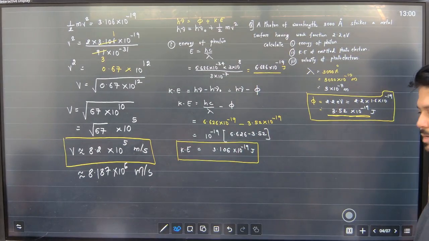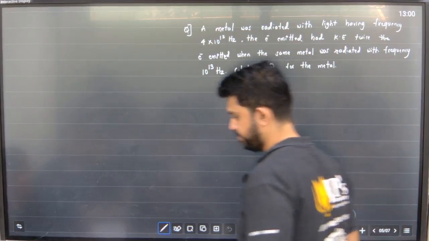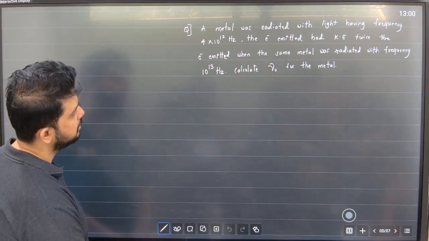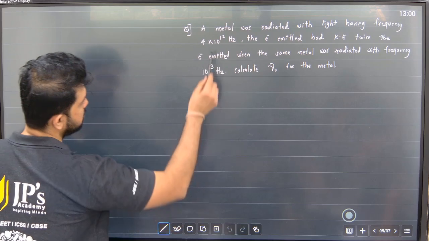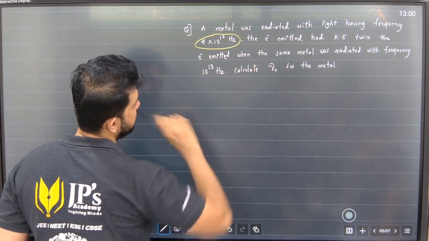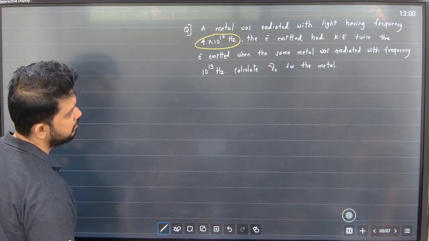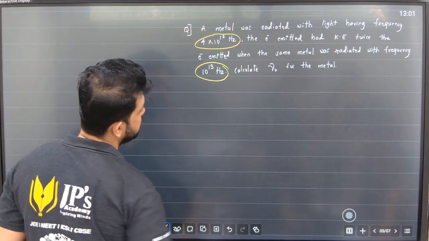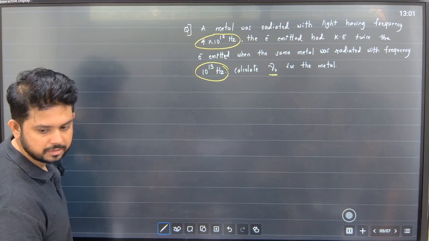Let's move on to the second question. Question says a metal was radiated with light having frequency 4 into 10 raised to 12 Hertz. The electron emitted had kinetic energy twice the electron emitted when the same metal was radiated with frequency 10 raised to 13 Hertz. Calculate the threshold frequency.